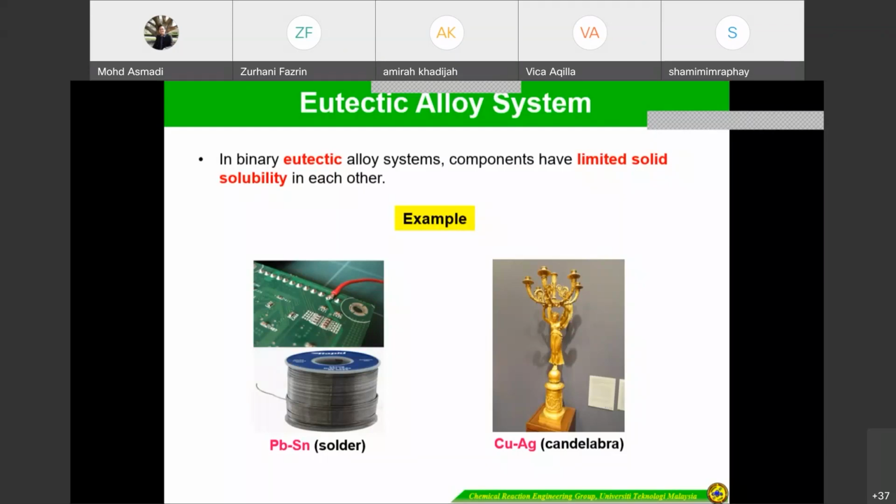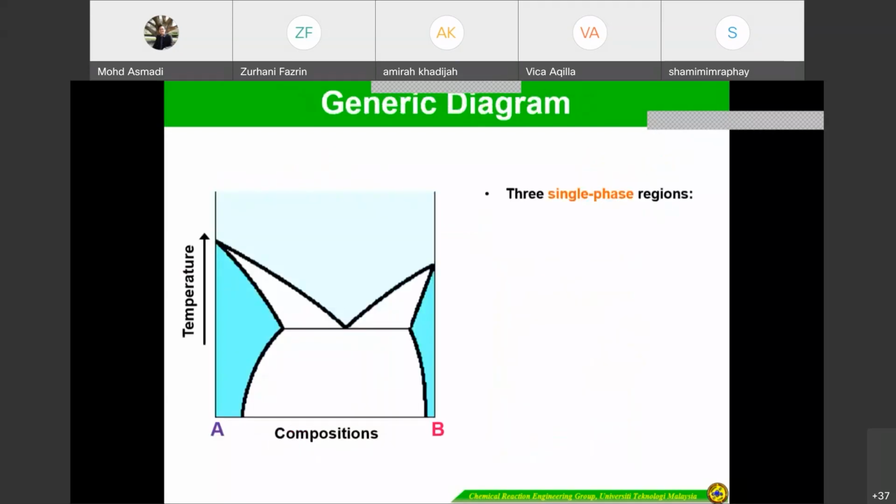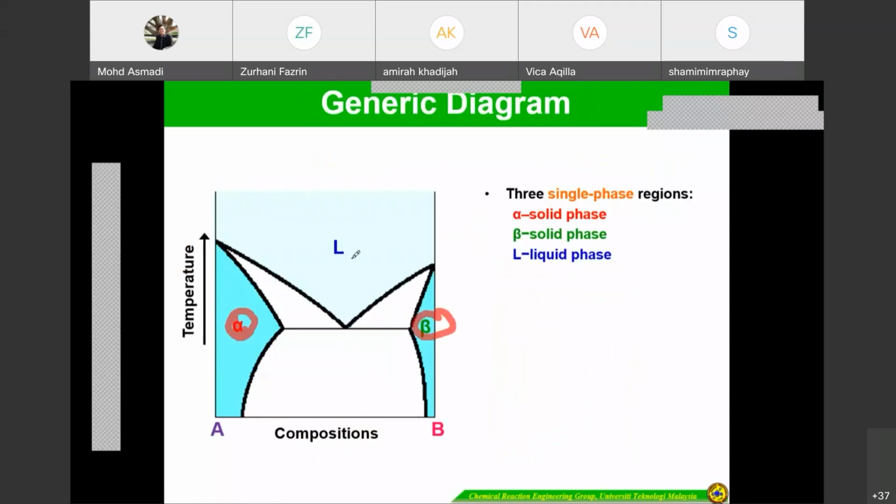The general diagram for the phase eutectic actually has three phases, since we mix two metals. If you look here at the three single phase regions, on the left side is the alpha solid phase, right? This one is the beta solid phase, and this one is liquid. This one is alpha plus beta, this one is liquid plus beta, and this one alpha plus liquid.